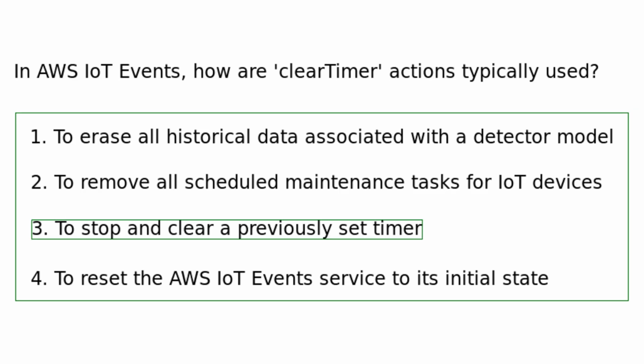Clear timer actions in AWS IoT Events are typically used to stop and clear a previously set timer. This can be useful when a certain condition is met before the timer expires, or when transitioning to a state where the timer is no longer relevant, preventing unnecessary timer-based actions.